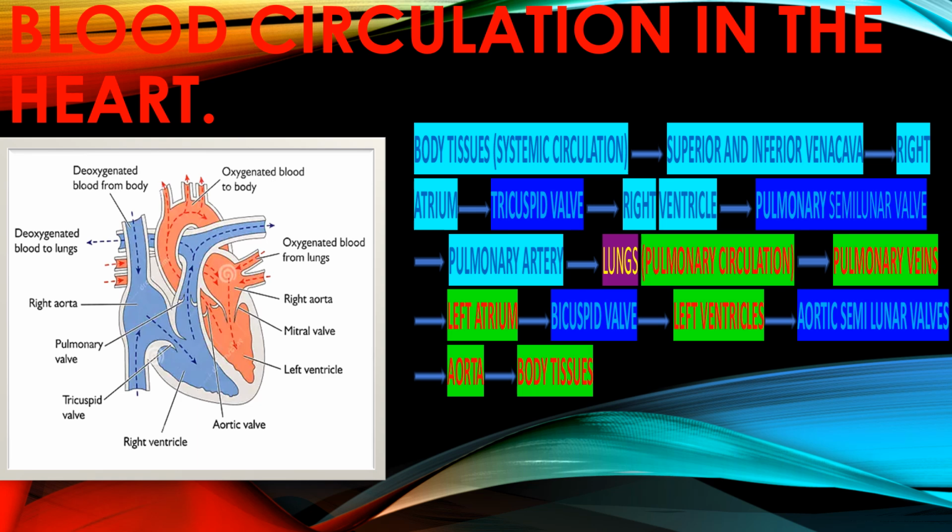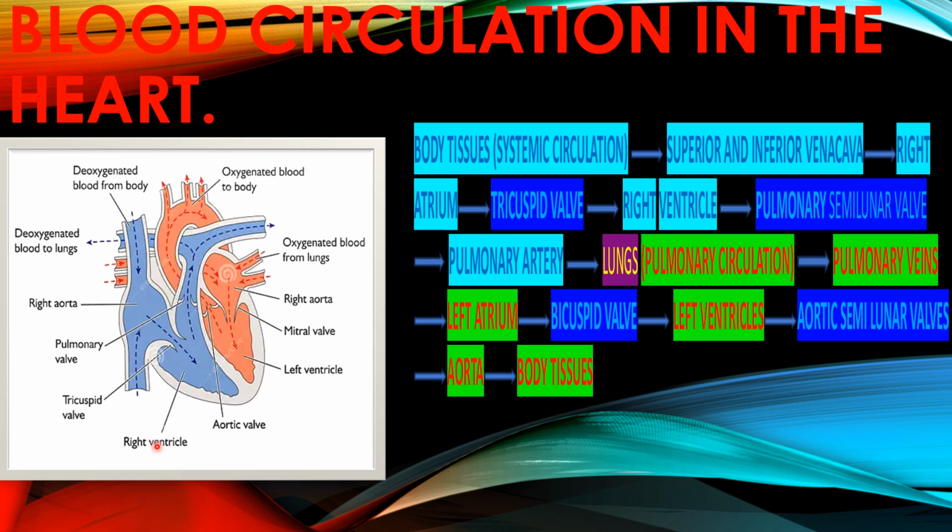Today let's discuss the blood circulation in the heart. That is throughout the body, then to the lungs. So how does it start? We start from the deoxygenated blood. After the body respires, there will be a release of carbon dioxide.